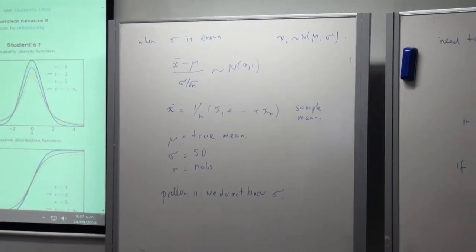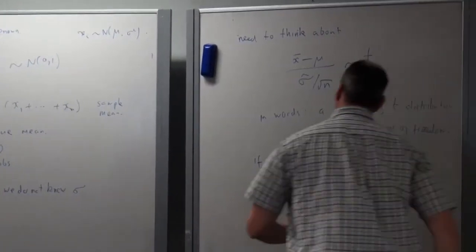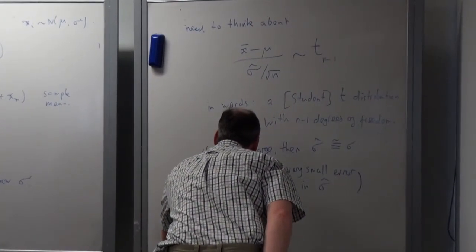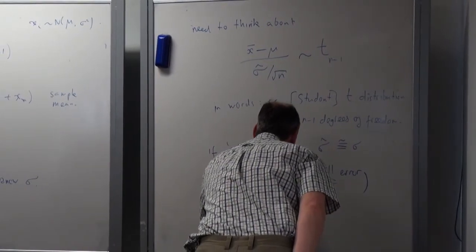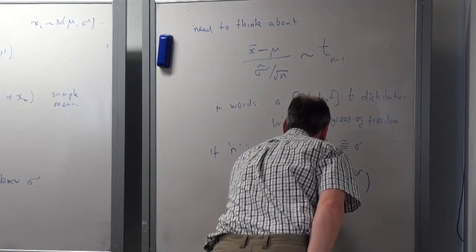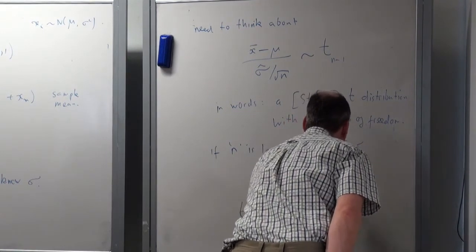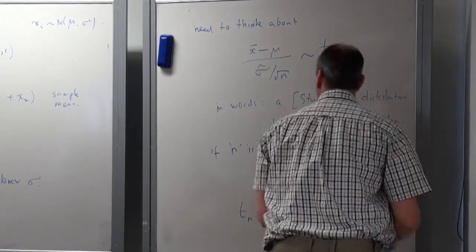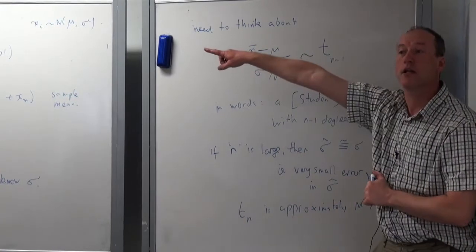If n is large, then sigma hat equals sigma, very small error, and Tn is approximately, in a sense I can't define exactly, approximately N(0,1). So it's approximately normal, and we're back to that case there that we're familiar with.